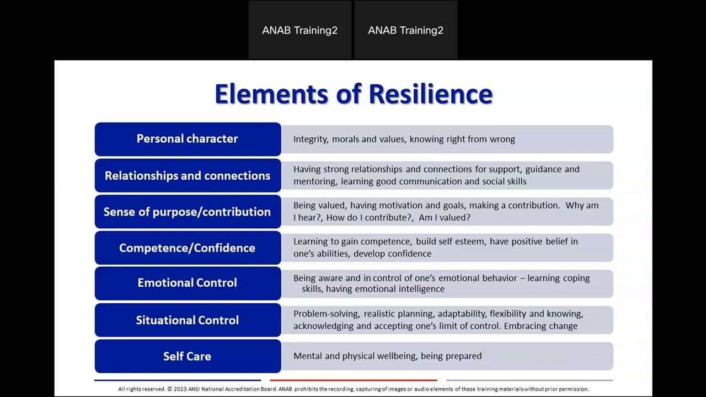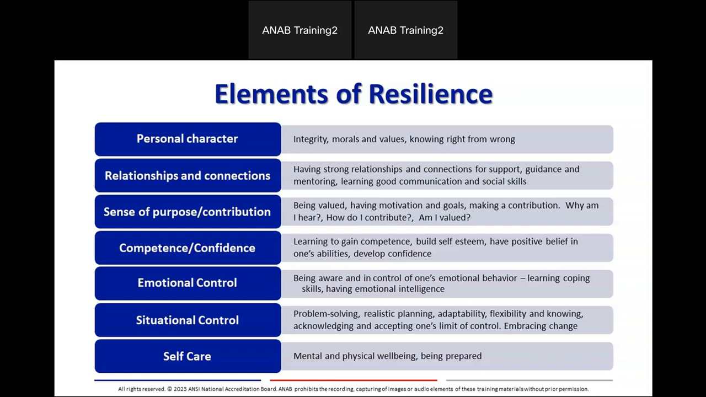Key to personal resilience is also being aware of and in control of our emotional behavior. I'm sure all of you have heard that other key word of the last few years, our emotional intelligence. It's okay to show emotion. It's okay to feel. It's okay to feel sad, stressed, angry, or mad. However, we must develop the skills that will allow us to appropriately deal with these feelings and express these feelings and emotions. That is, we need to learn coping skills.